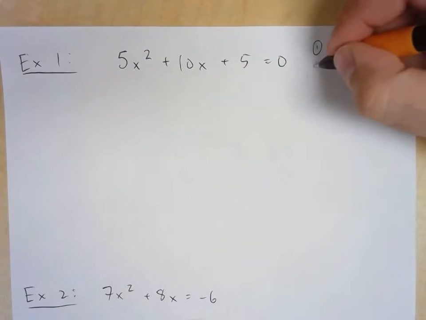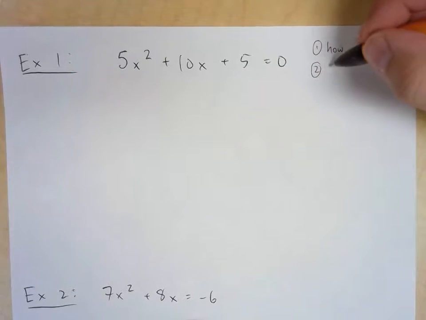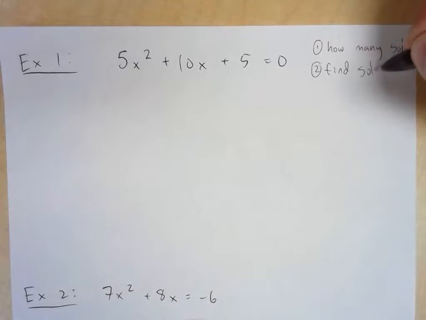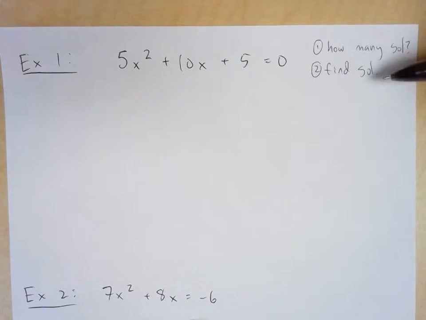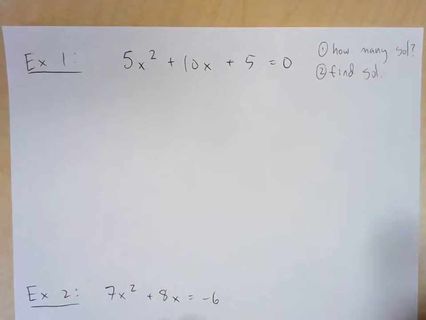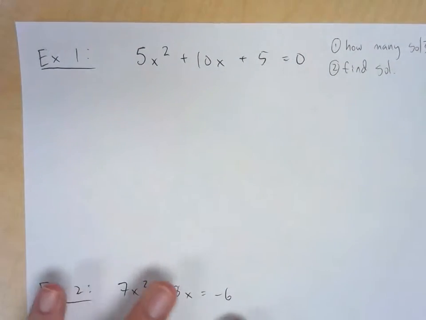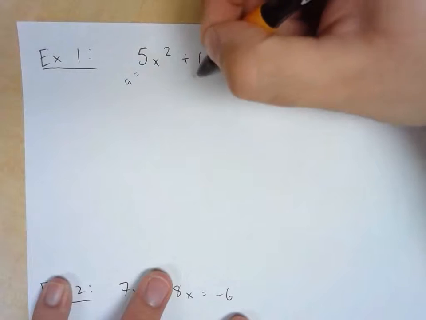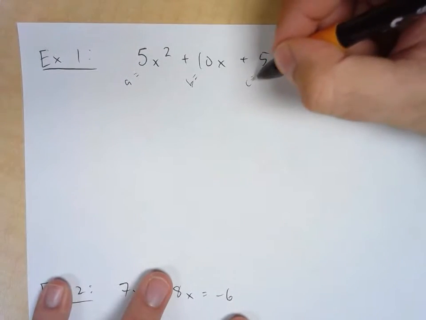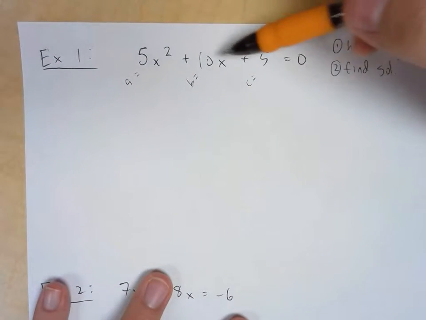And the other question it might ask you to find is, find the solutions. So I'm going to do the more complicated one, which is find them, and that will also walk us through the question of how many solutions there are. So for this equation, we've got everything on one side. We know that A is equal to 5, B is equal to 10, and C is equal to 5.